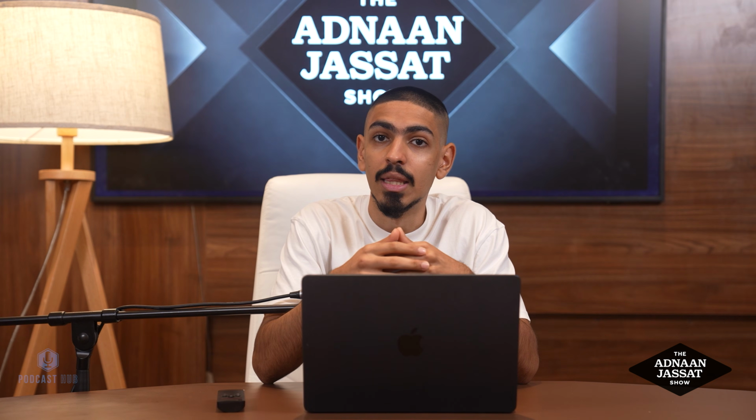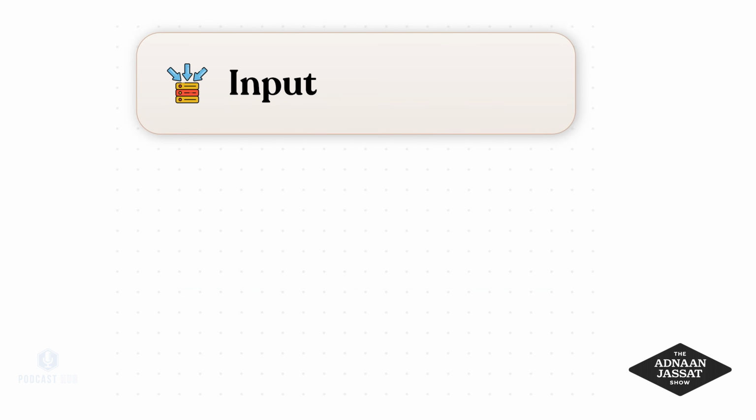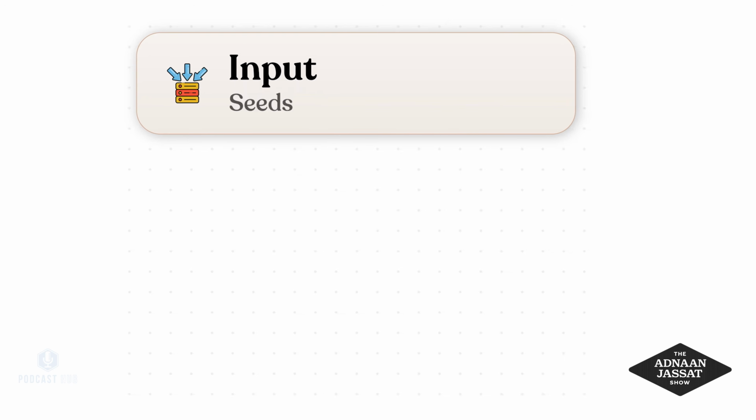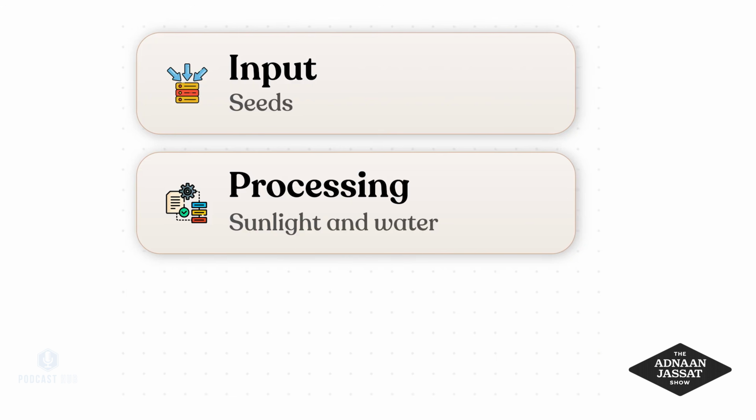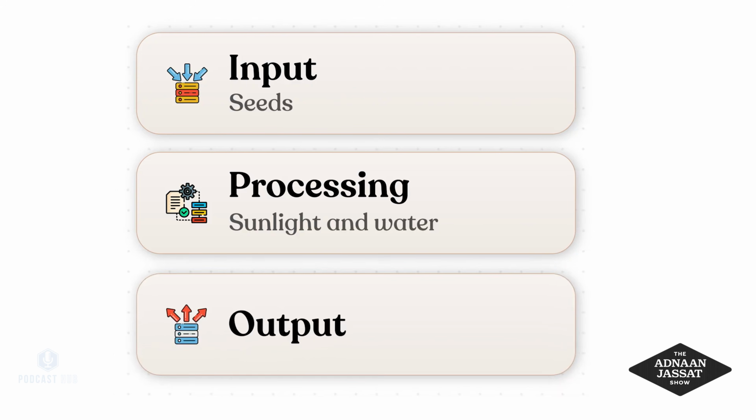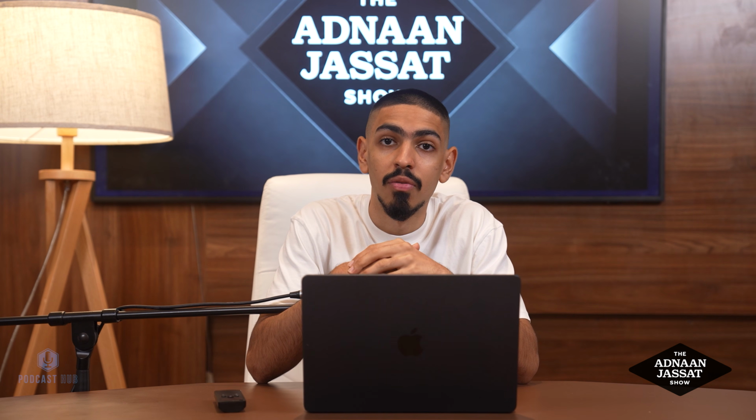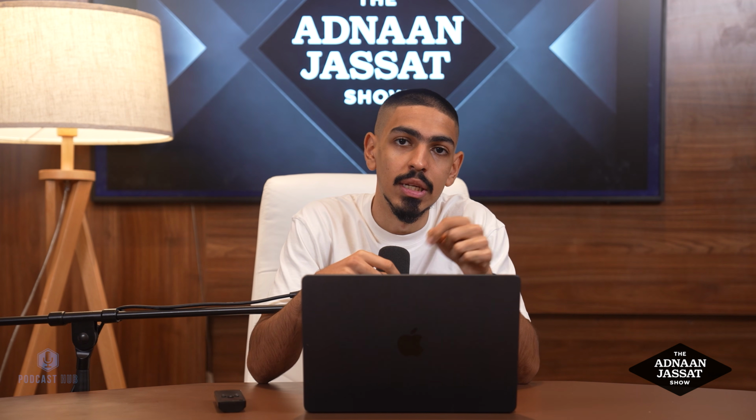So for example, in the agricultural era, your input would have been seeds. The processing is done by the sunlight and water and nature and all the other factors that you would think of when it comes to agriculture. And naturally, your output would be your harvest. So back in the day, the work of the farmer was to take the raw input of seeds, do the processing along with it, and then harvest the output.